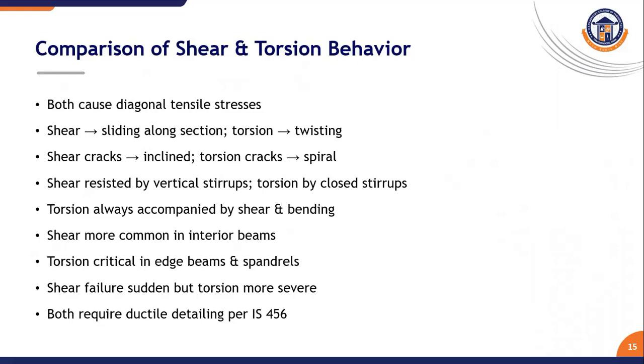Comparison of shear and torsion behavior. Both shear and torsion cause diagonal tensile stresses, but shear leads to inclined cracks, while torsion creates spiral cracks. Shear is resisted by vertical stirrups, torsion by closed stirrups and corner steel. Shear is common in interior beams, while torsion is critical in edge beams. Shear failures are sudden, but torsional failures are even more severe. Both require careful detailing as per IS 456 for safe design.